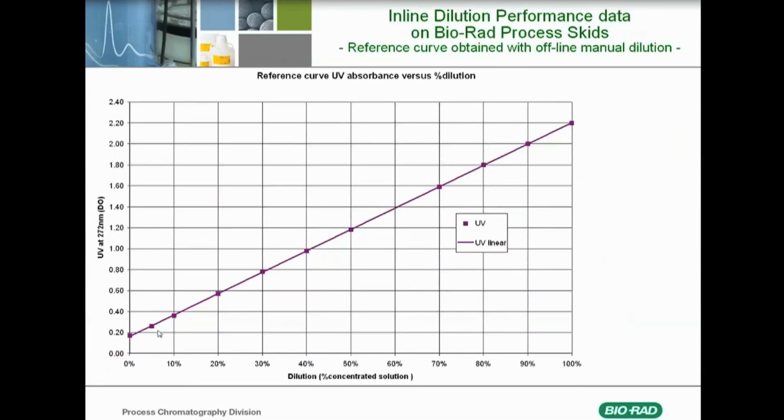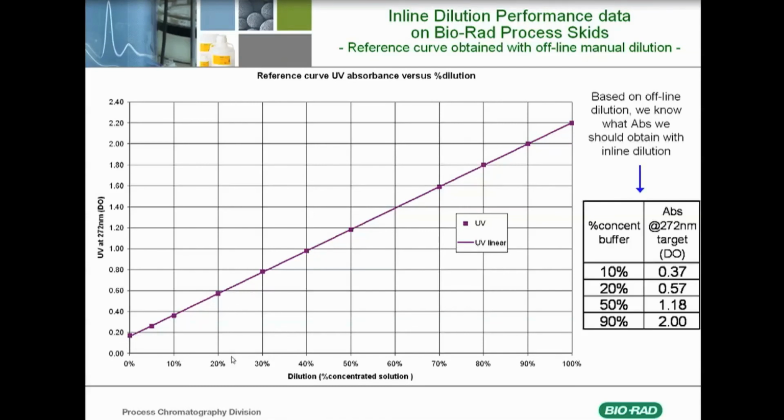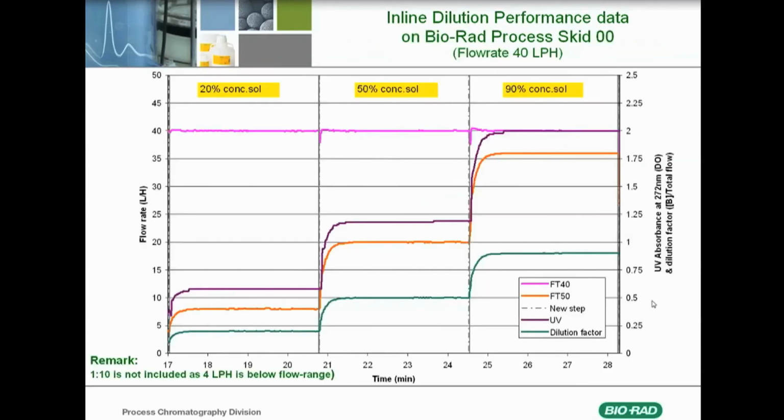So well, you see here the offline dilution, so volumetric dilution performed with graduated vessels. So you can see, by the way, that effectively UV is very much linear with the concentration. And this allowed us to obtain what should be the target absorbance when we perform inline dilution. And then we reproduce the same dilution with a skid. So you can see here at 40 liters per hour with a different dilution ratio.